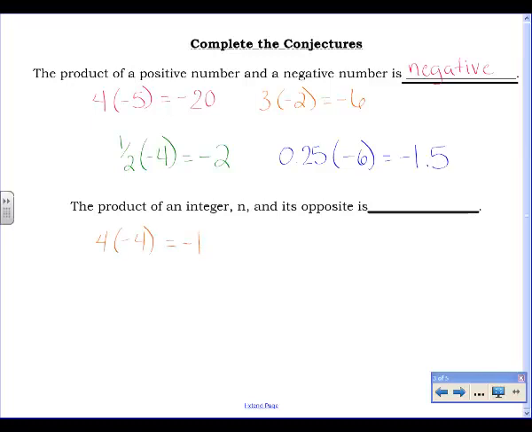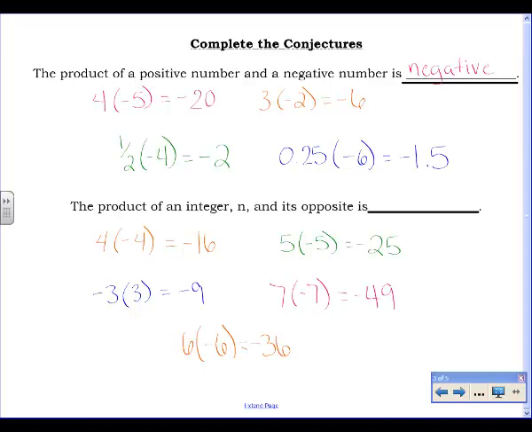4 times negative 4 is negative 16. 5 times its opposite, negative 5, gives us negative 25. Negative 3 times 3 is negative 9. 7 and negative 7 is negative 49. 6 times negative 6 is negative 36. Do you notice anything about all those answers? The most obvious part is that they're all negatives, right?